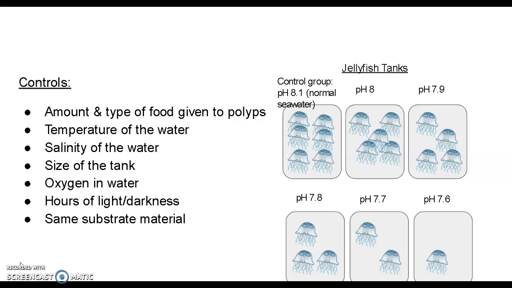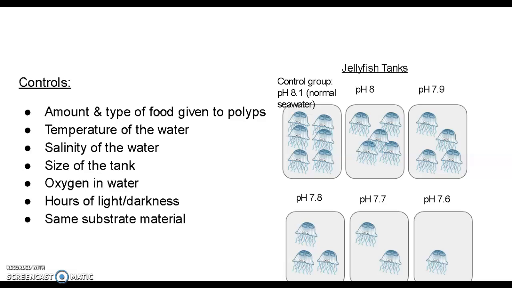Some of the things that I would need to control for in my experiment: I would need to consider the amount and type of food I was giving to the jellyfish polyps. I need to maintain a constant temperature and salinity of the water. I'd have to use the same size tank. I would have to make sure that the oxygen levels in the water were the same. I'd have to expose each tank to the same amount of light or darkness, and make sure that the same substrate material was available for the polyps to attach and grow.